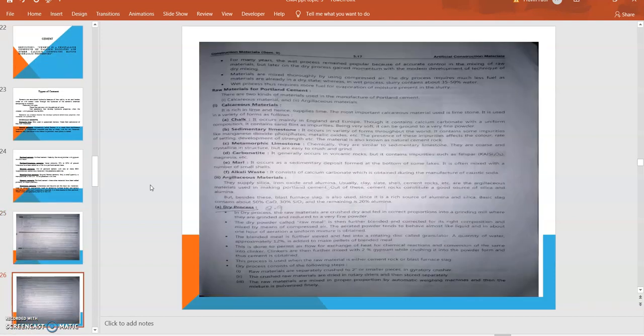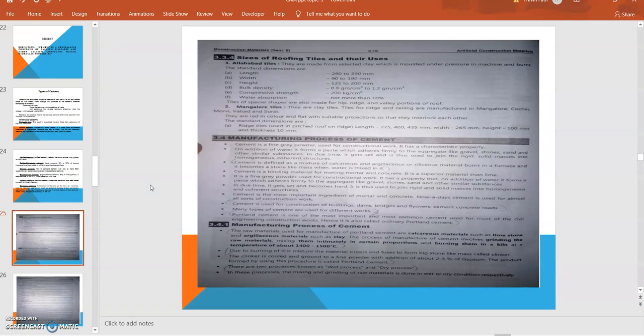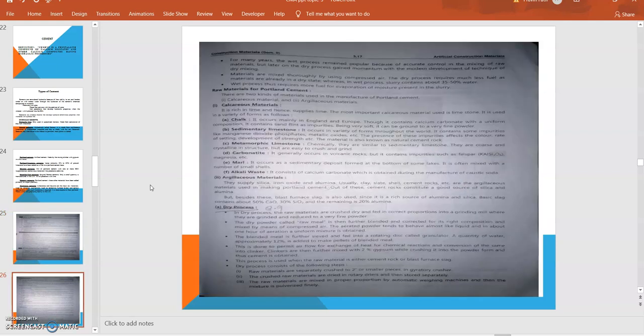So let me discuss what the manufacturing process of cement is. The manufacturing process includes two types, that is the dry process and the wet process. Let me discuss both processes. First of all, the dry process. In the dry process, the raw materials are crushed, dried and fed in the correct proportion into the grinding mill, where they are ground well and reduced to a very fine powder. So the raw material, that is limestone, is crushed, dried and fed into the grinding mill for proper grinding, so we will get a finer powder.